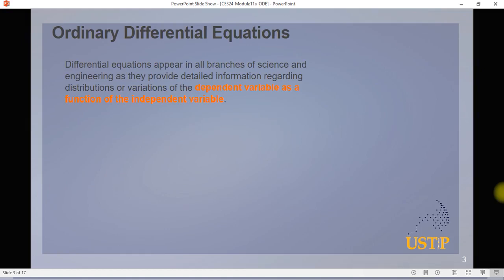So, differential equations appear in all branches of science and engineering as they provide detailed information regarding distributions or variations of the dependent variable as a function of the independent variable. Because in actual, guys, ang ato jud gina-applyan is puno actually our world is full of ordinary differential equations, no, puno jud siya.